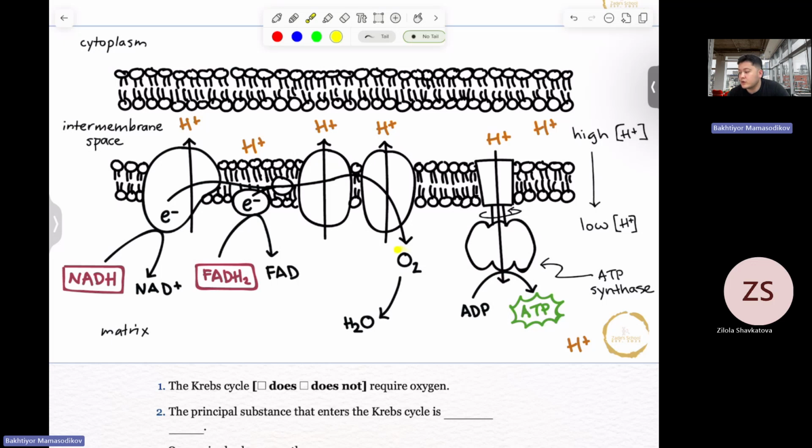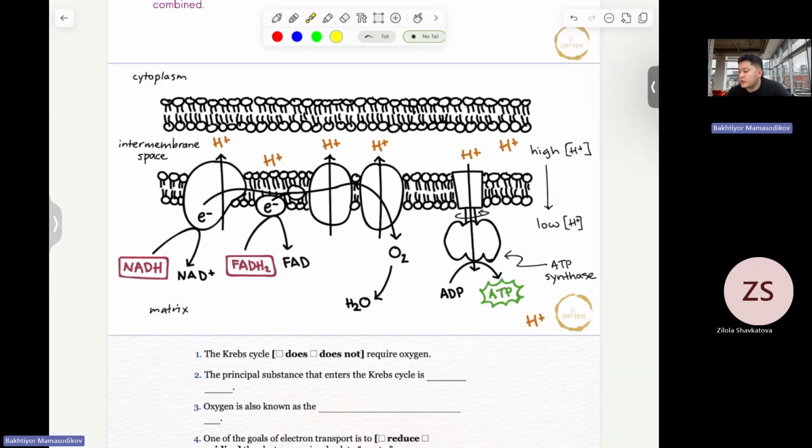What's the role of oxygen? Oxygen accepts the electrons and accepts the hydrogen, and it's going to make water. Without the oxygen, electrons will be backed up. They will be stuck here. The whole chain stops, no ATP, and the cell is going to die.